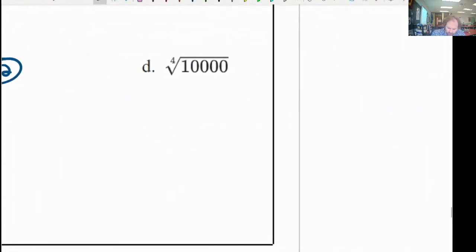And then here, question 4, you got the 4th root. Again, what number times itself 4 times is equal to 10,000. And since you got 1, 2, 3, 4 zeros, this is going to be a very positive 10. There it is. Okay.